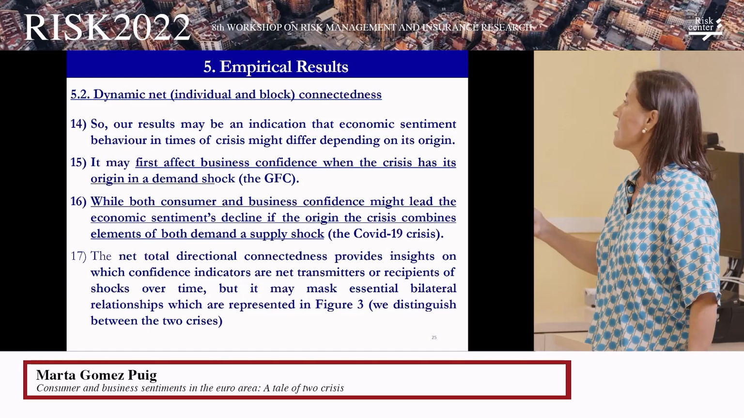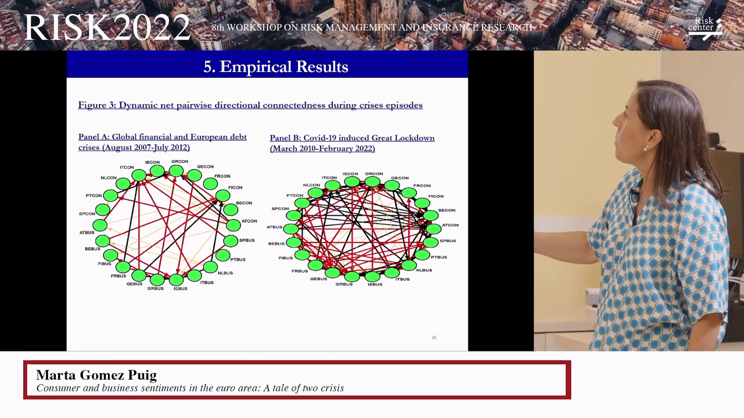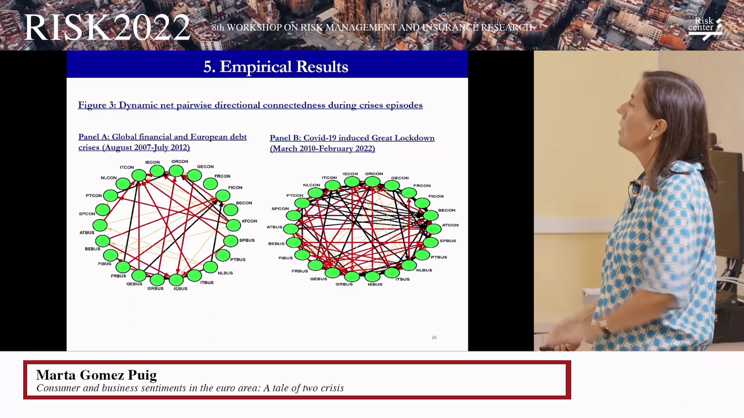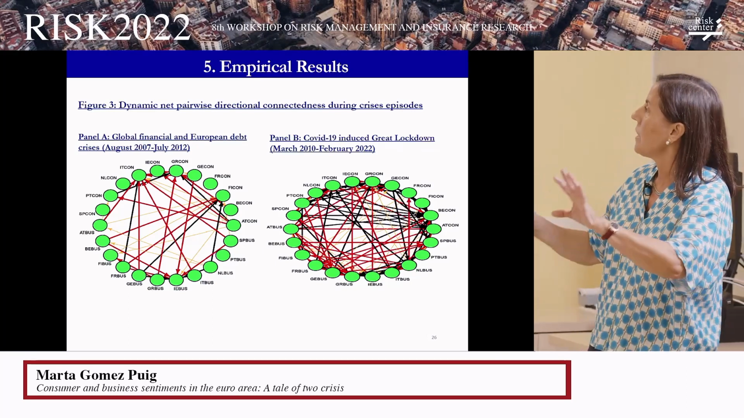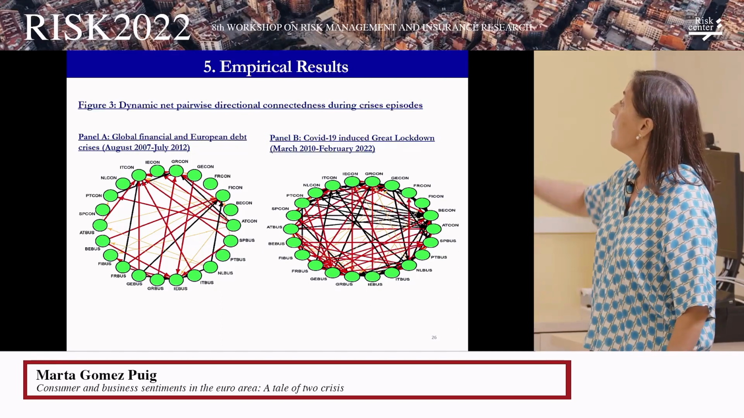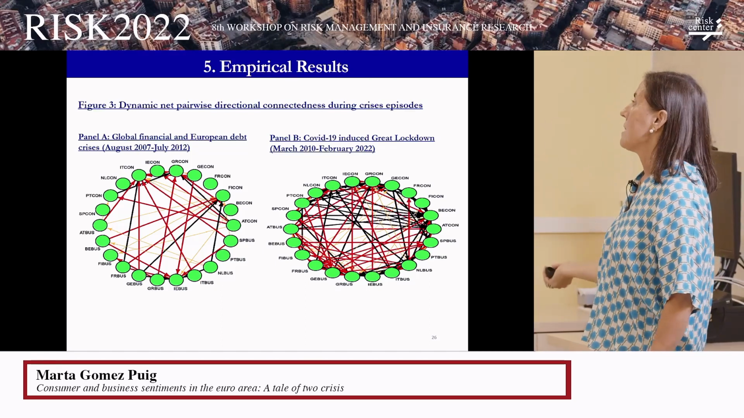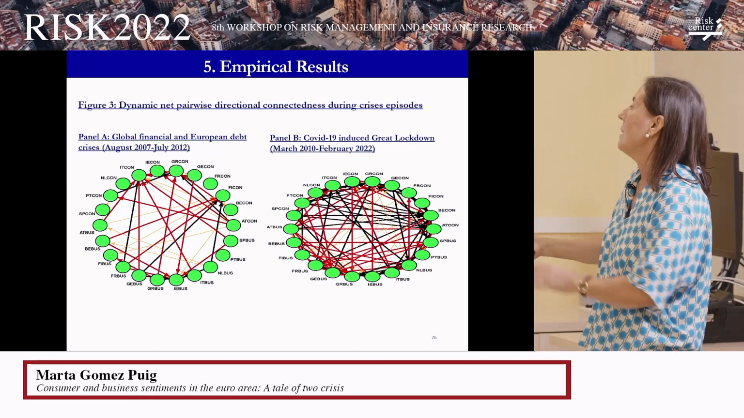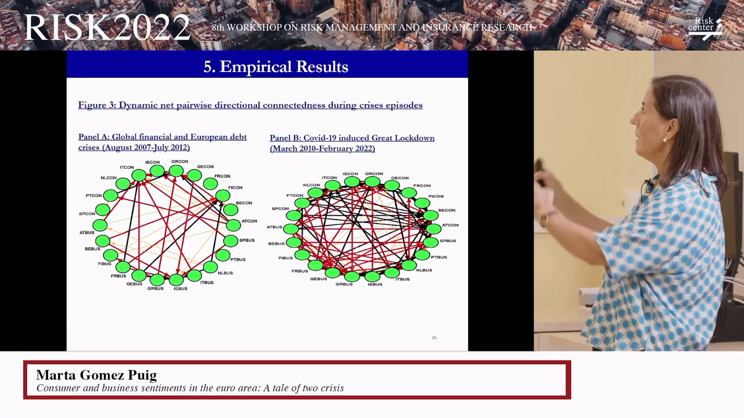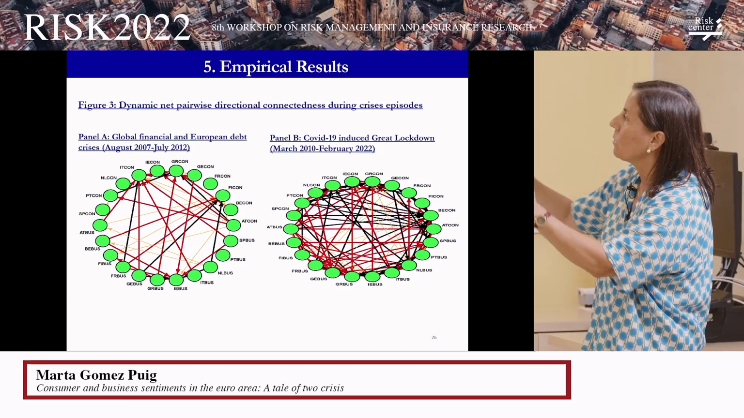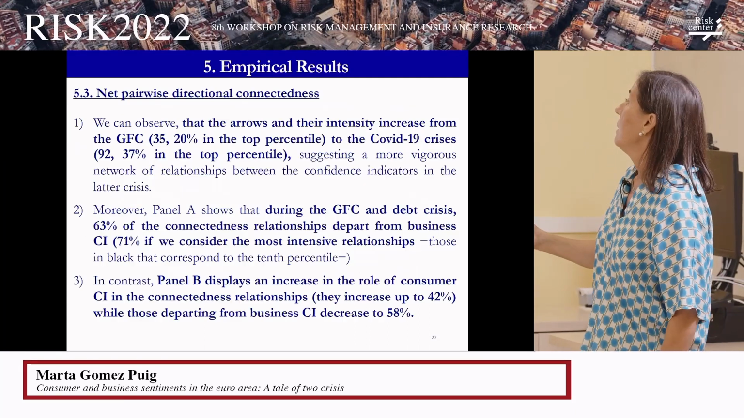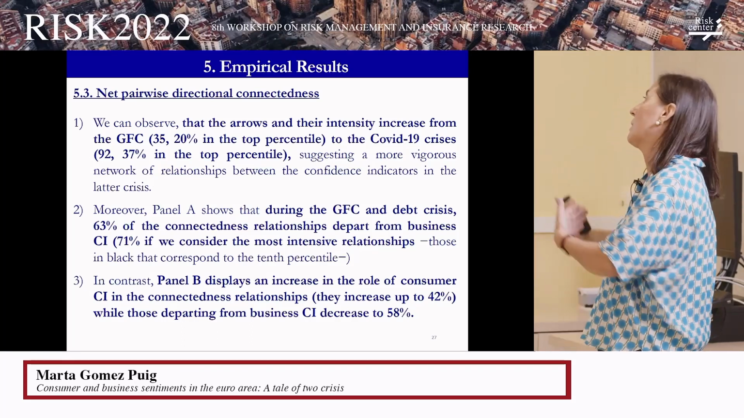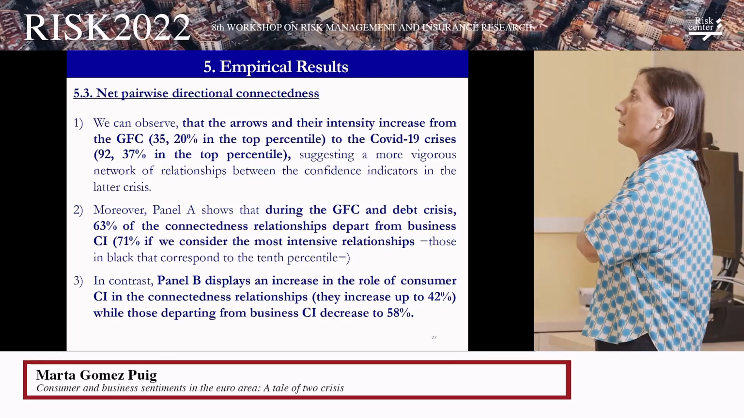And just to finish, I will show the dynamic net pairwise directional connectedness between these two crisis episodes. On the left, panel A, the global financial and European debt crisis, panel B, the COVID-19 crisis. At first glance, we can observe an increase in the connectedness relationships in the COVID-19 crisis compared to the global financial crisis, which suggests a more vigorous network of relationships between the confidence indicators in the latter crisis.